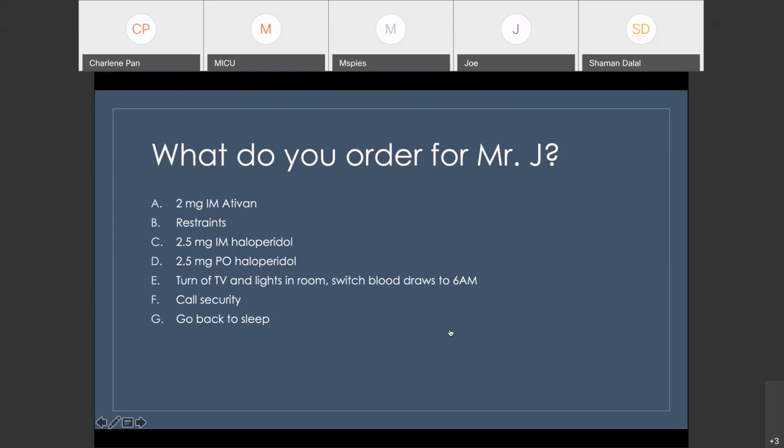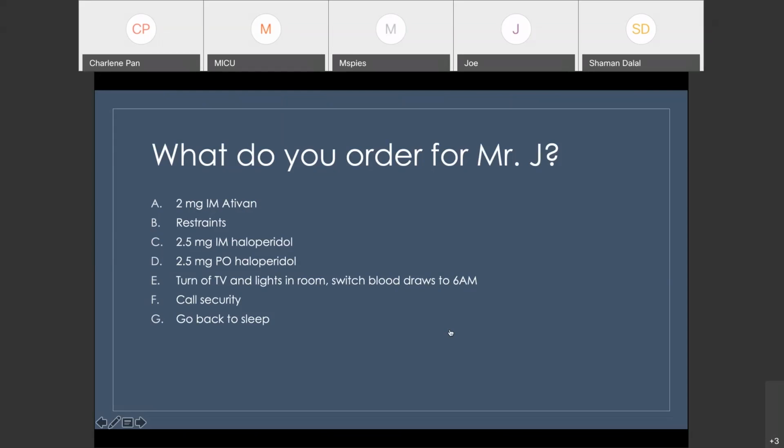A lot of the times, another big thing is we always encourage you to write fail-safes in your sign out. So if you know this Mr. J gets agitated at night, then say on your sign out that he gets agitated at night, give something, whatever, or don't give anything. It's a really good way to communicate with the night team: you don't need to give anything, we're aware that this person gets agitated at night.